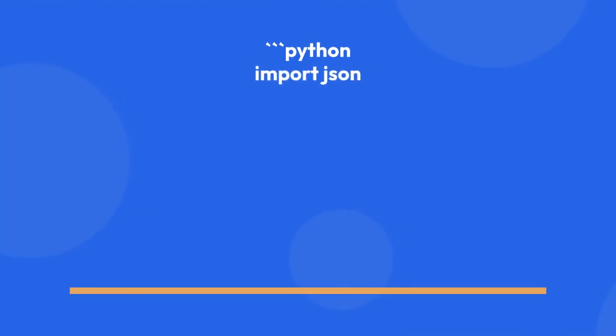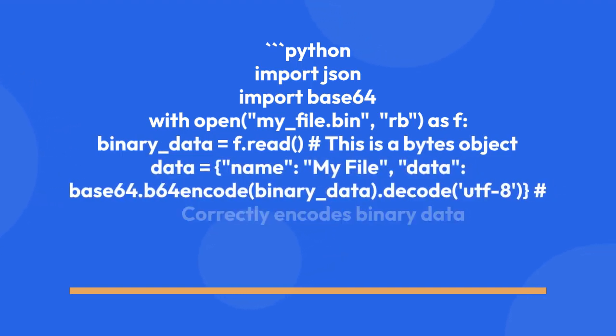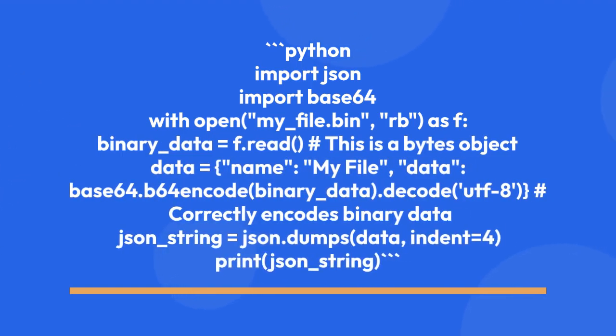5. Example scenario. Imagine you're processing data from a file and trying to create a JSON representation. Python: import json, import base64, with open('myfile.bin', 'rb') as f: binary_data = f.read() # This is a bytes object. data = {'name': 'myfile', 'data': base64.b64encode(binary_data).decode('utf-8')} # Correctly encodes binary data. json_string = json.dumps(data, indent=4), print(json_string).